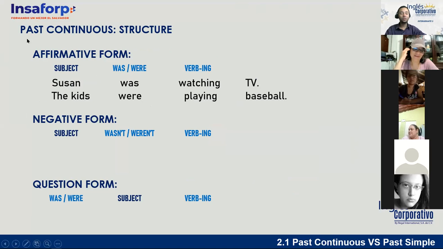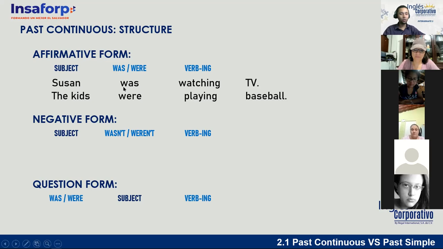Okay, so past continuous. This is the structure of past continuous. So first you have the affirmative form. The affirmative form uses the subject, like Susan. After that, you have to use was or were. Aquí sí tenemos un problema. Aquí sí depende del sujeto que estamos ocupando, si va a ser was or were.